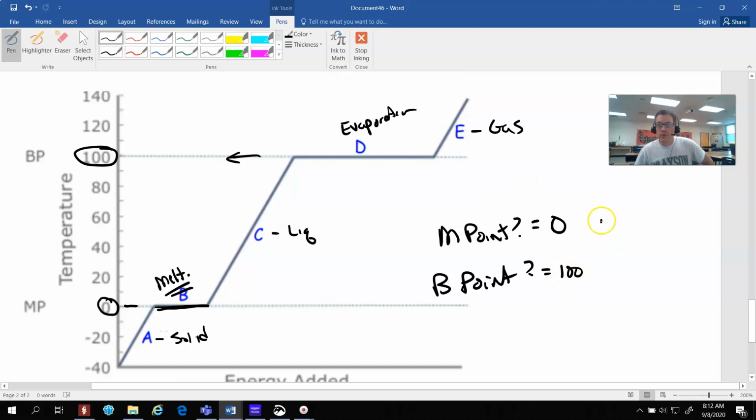Also remember, the melting point is going to be the same as the freezing point, and the boiling point would be the same as the condensation point, because if we did this graph backwards, these flat lines would still occur at the same place.